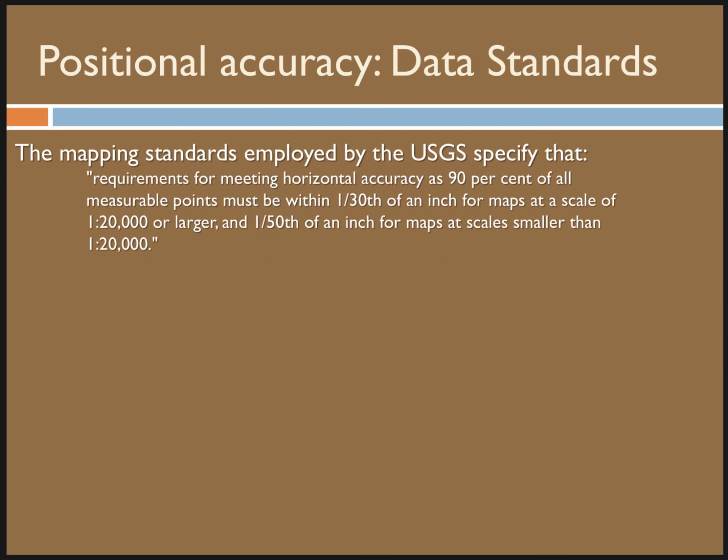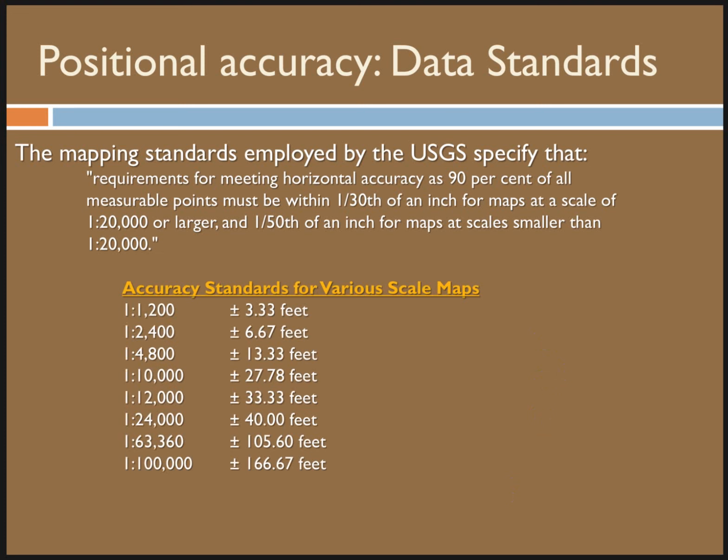Positional accuracy. There are known data standards out there. The USGS has their own mapping standards that state that 90% of points on a map must be within 1/30th of an inch on a 1 to 20,000 scale map or larger or more detailed. And that means that for your standard USGS quad map with a scale of 1 to 24,000, a point on the map should be within 40 feet of the true location of that point, 90% of the time.